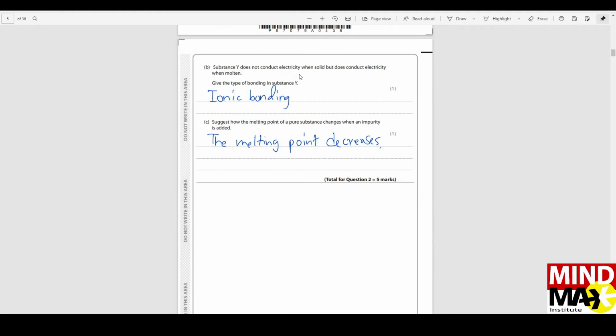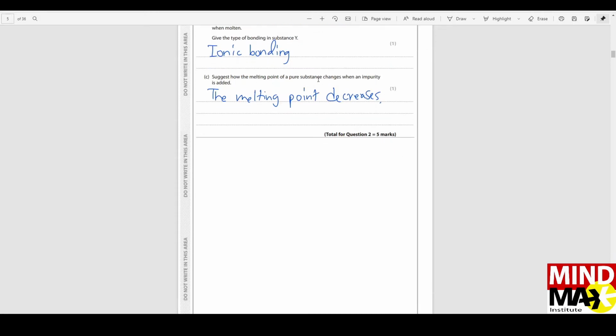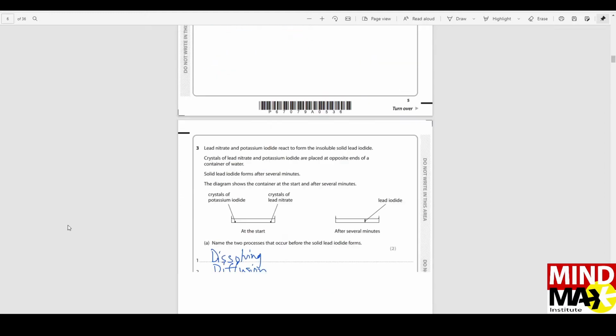Then substance Y doesn't conduct electricity when solid but does conduct electricity when molten. So this is the property which is specific to ionic compounds. So ionic compounds, they do not conduct electricity in the solid state, but they do conduct electricity when molten or in aqueous solution. Next, how the melting point of a pure substance changes when an impurity is added. So basically all pure substances, their melting point decreases whenever impurity is added. Okay, so that's the answer.